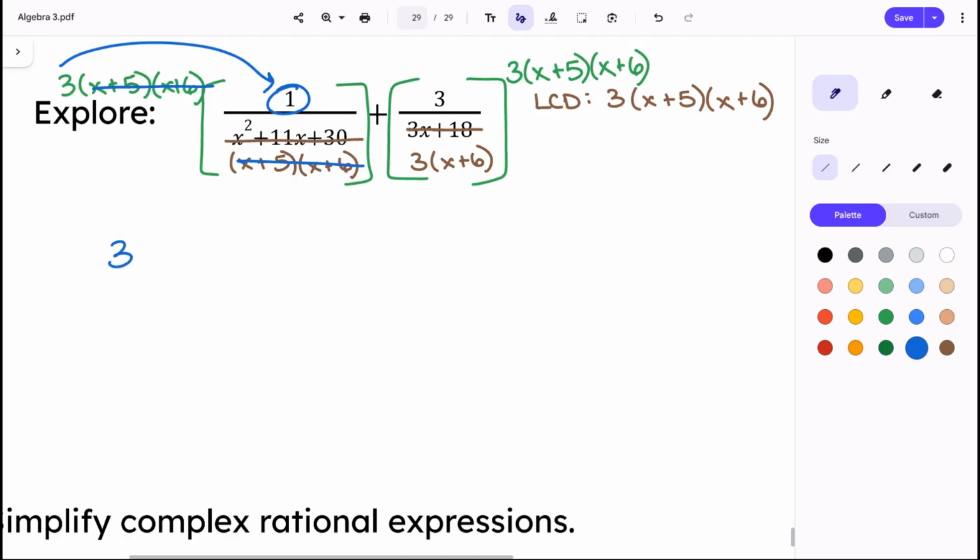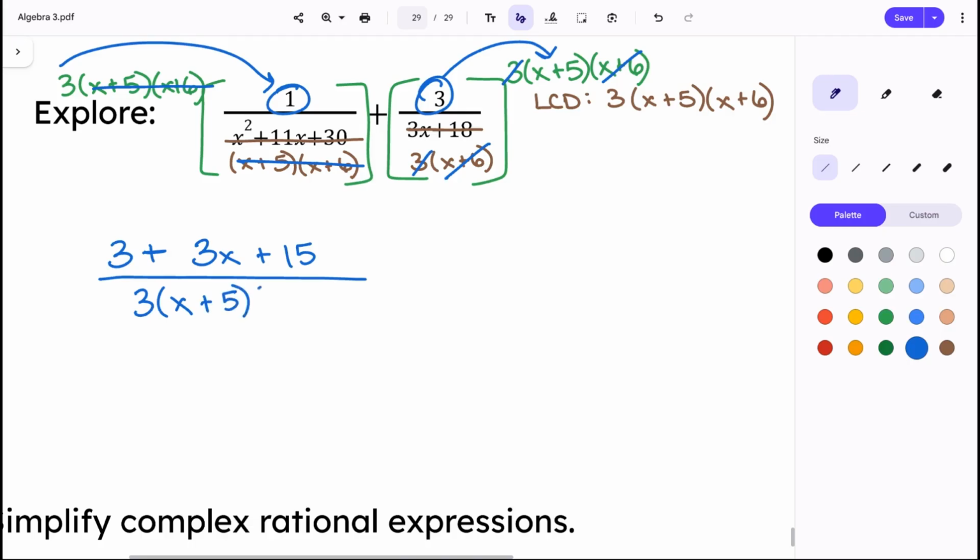This time we're adding. So I'm just going to bring that plus sign down. Over here on the other side of the other fraction, the 3's and the x plus 6 cancel. So I'm taking this 3 times what's left over here, which is that x plus 5. And I am going to distribute that. What would be 3 if I distribute that into the x plus 5? What does it become? Good. 3x plus 15. And then again, my denominator says 3 times x plus 5, x plus 6.